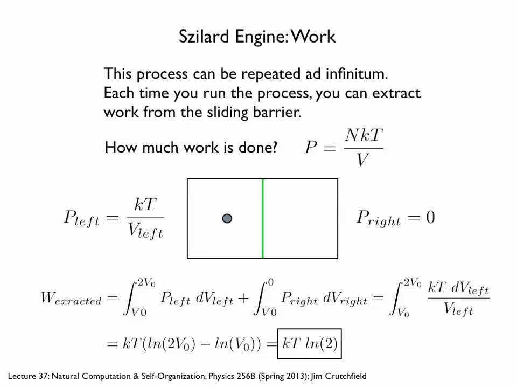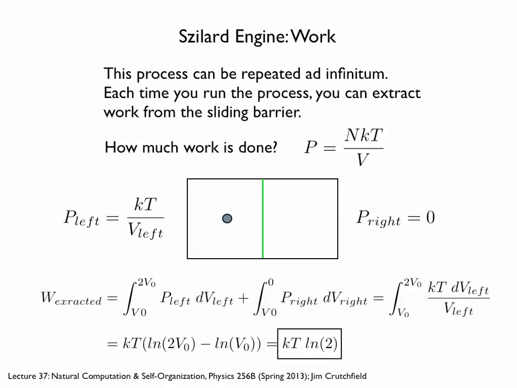And we use the ideal gas law, which I mentioned before, and you have two pressures. You have the pressure on the left, which is the number of particles on the left, which is 1 times kT over the volume of the left. And then you have the pressure on the right, which is 0, because there are no particles on the right. And the work extracted is the integral of this pressure over the change in volume of either side. So here you have integrating 0 over this change in volume. And here you're integrating this pressure over the change in volume from V0, which is this area, to 2V0, which is the whole area of the box. And it turns out that that integral works out to be kT log 2.